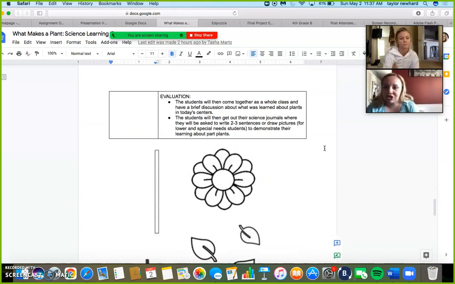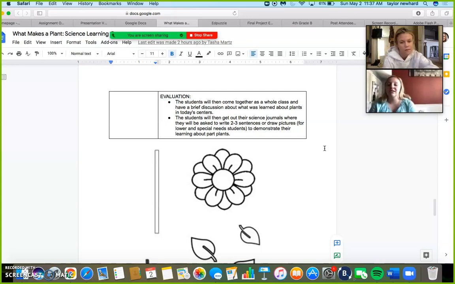And then for the evaluation, part of their evaluation would be through the Edpuzzle and getting the answers from that. The other part of their evaluation would be at the end, coming back together as a whole group, having a discussion about what we learned about plants in today's centers.